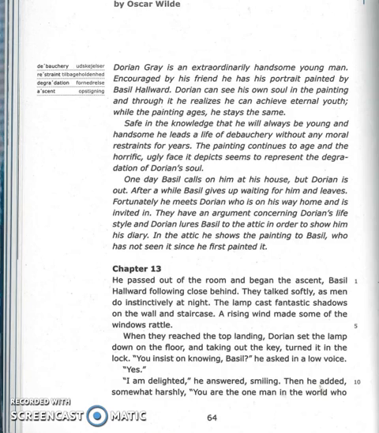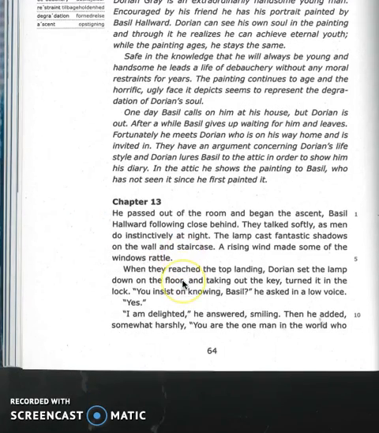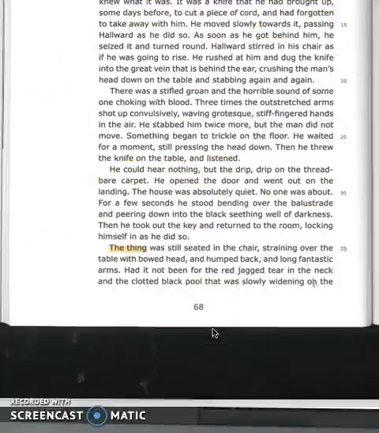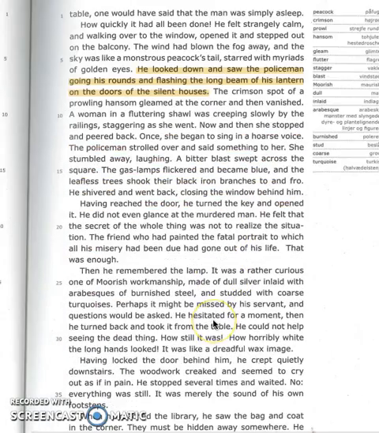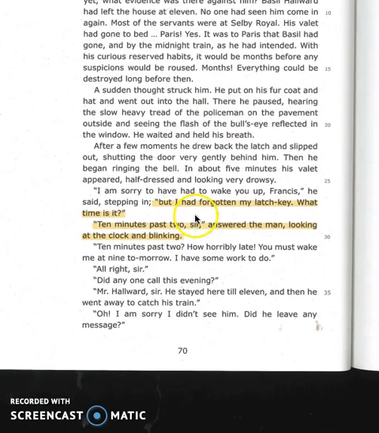In this excerpt, it only takes place in his house. We can see that the story takes place around 2 a.m. when Dorian asks his house servant, down here, we can see that he asks him, but I had forgotten my latchkey. What time is it? 10 minutes past 2, sir, answered the man, looking at the clock and blinking.